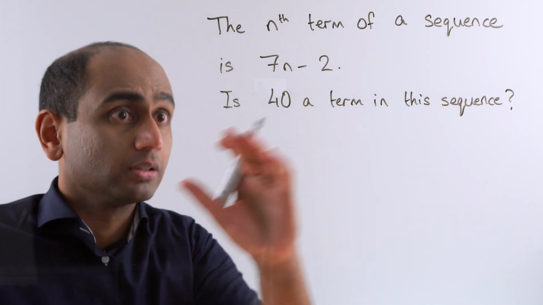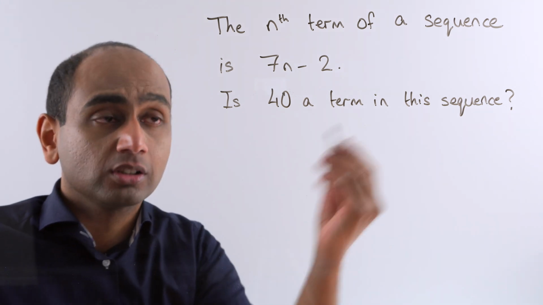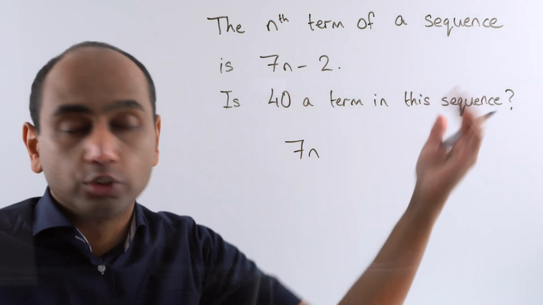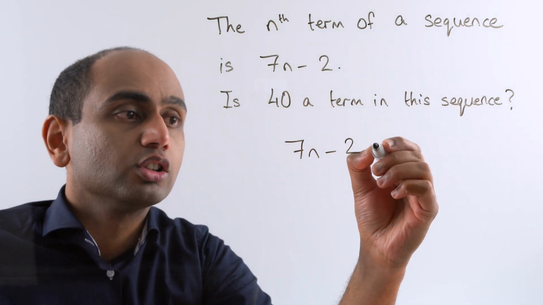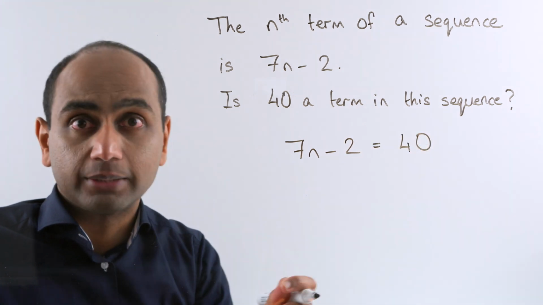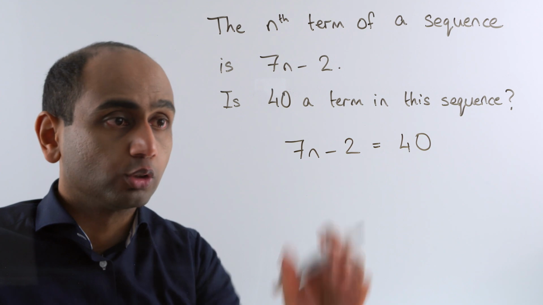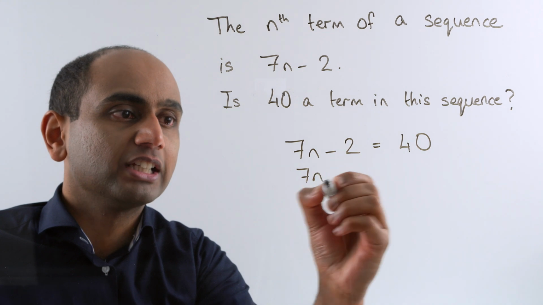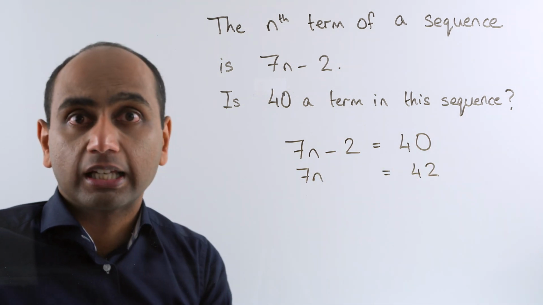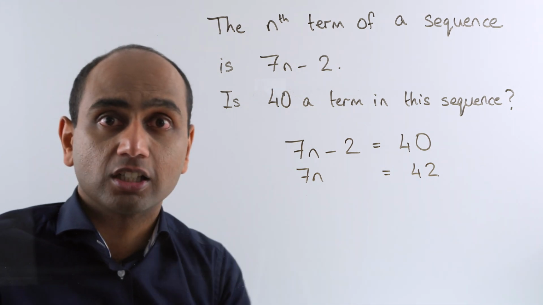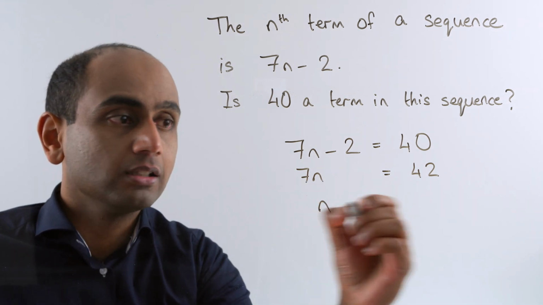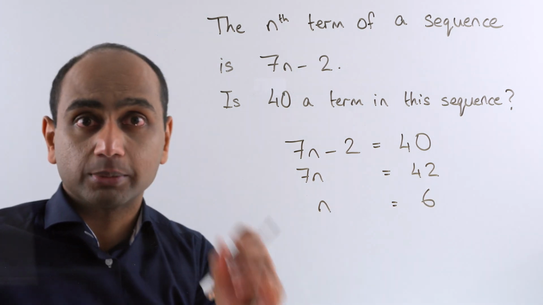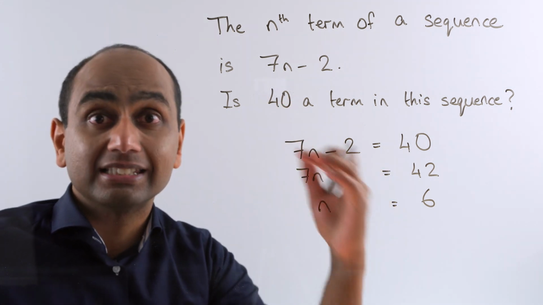So let's set up the equation. If 40 is a term in this sequence, then for that particular term number, whether it's the 7th, the 8th, the 100th, 7n minus 2 must equal 40. And this is an equation that we can now solve. I can add 2 to the left-hand side and the right-hand side. That would give me 7n equals 42. And I can now divide the left-hand side and the right-hand side by 7 to just give me n equals 6. Now, because I've got a nice whole number as my answer, I know that 40 is in the sequence.